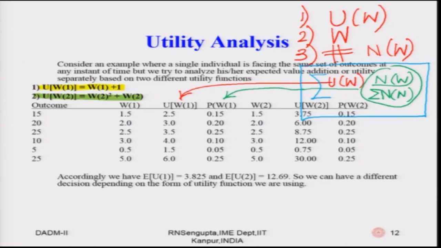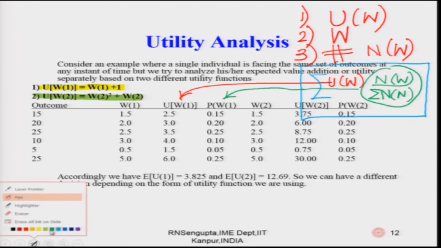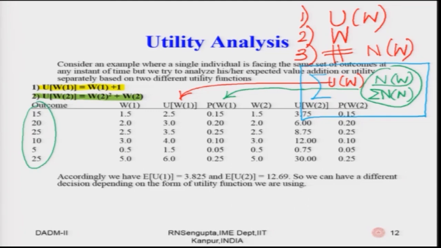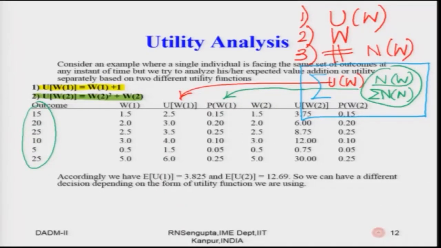Now, from where does the relative frequency or the probability come? The outcomes which are given are utilized to find out the relative frequency. So, they are basically the number of outcomes which are favorable. So, 15 divided by the total sum, or 20 divided by total sum, or 25 divided by total sum, all those values are given in the fourth column. Because the total sum is 100, the ratios are 0.15, 0.20, 0.25, 0.10, 0.05 and 0.25.